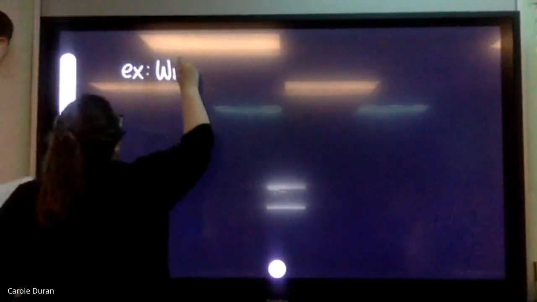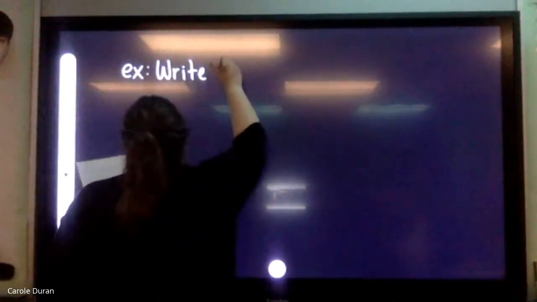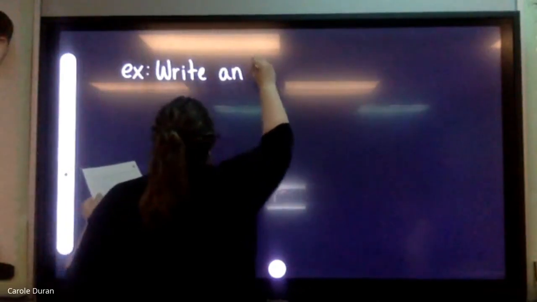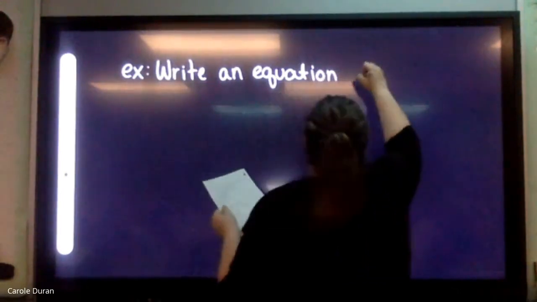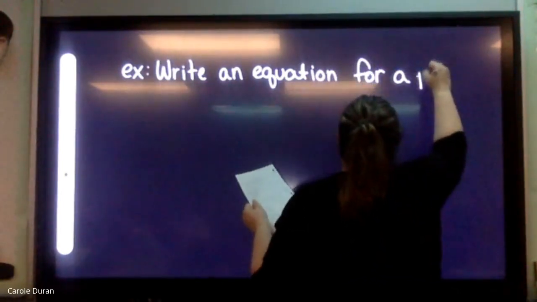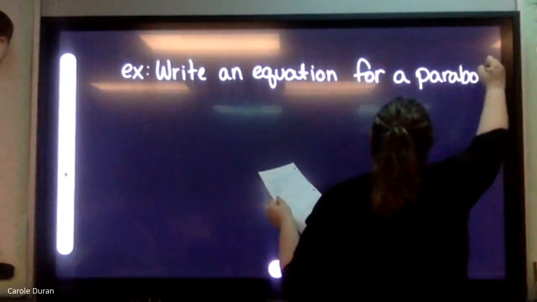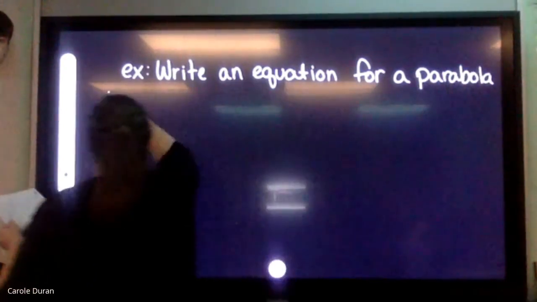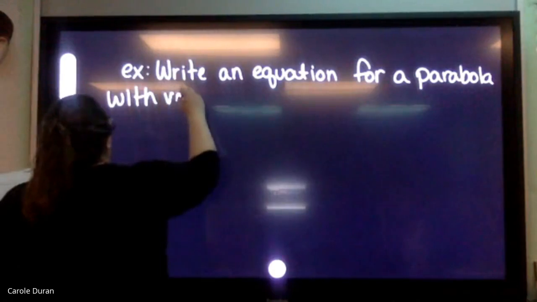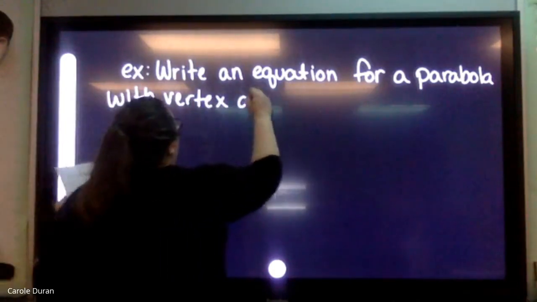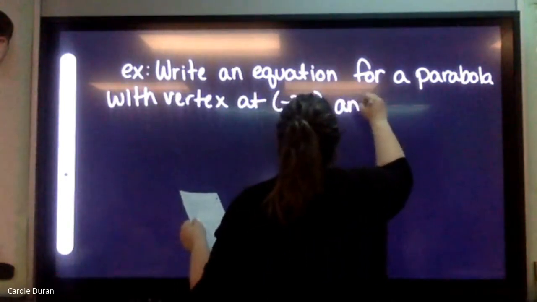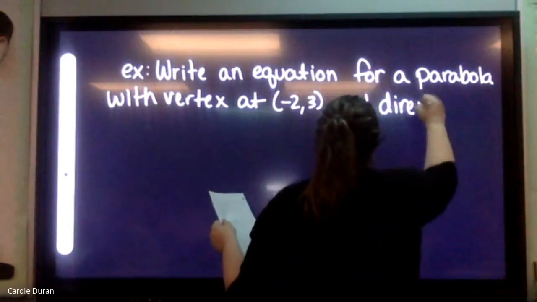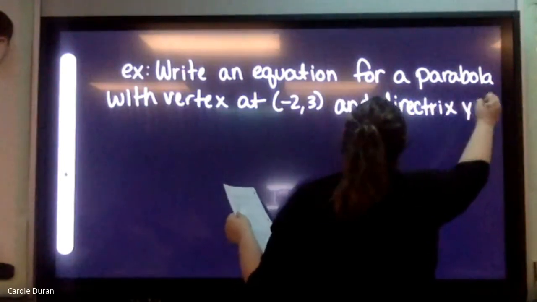So in this particular example, I would like to write an equation for a parabola that has the following information or characteristics. It has a vertex at -2, 3, and a directrix of y equals 1.